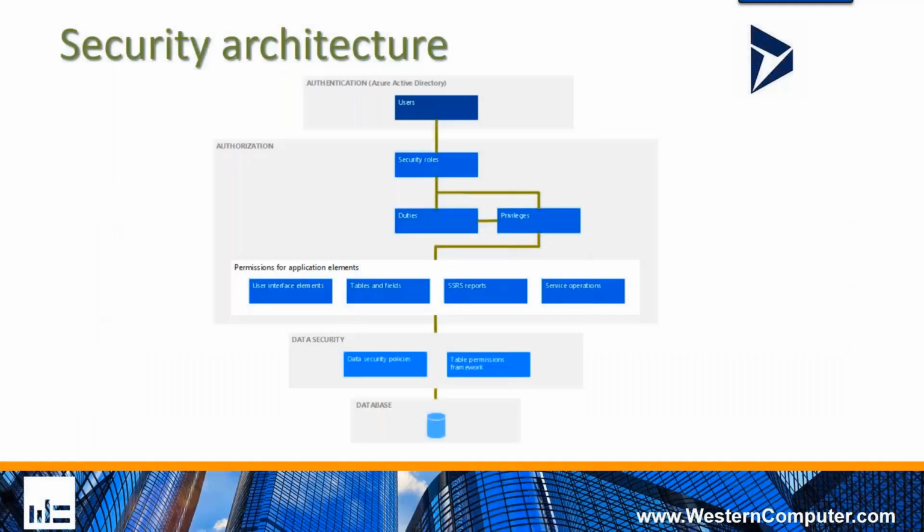Dynamics 365 security is based on an architecture where the user has to be a part of Azure Active Directory. If the user is not added in the Active Directory, that user cannot be added as part of the D365 security. So that's one of the first things that has to be done: adding the user in the Azure directory.